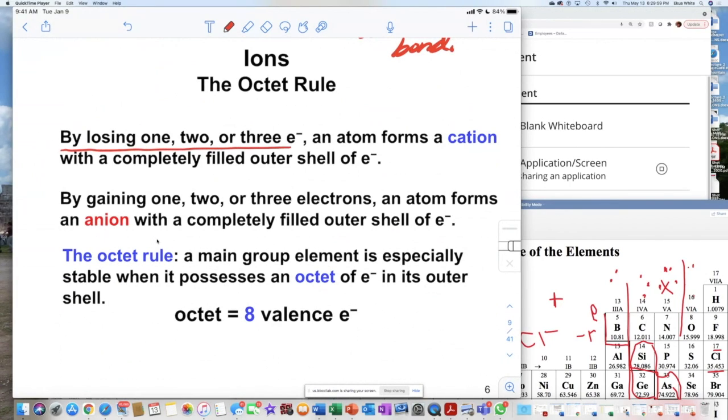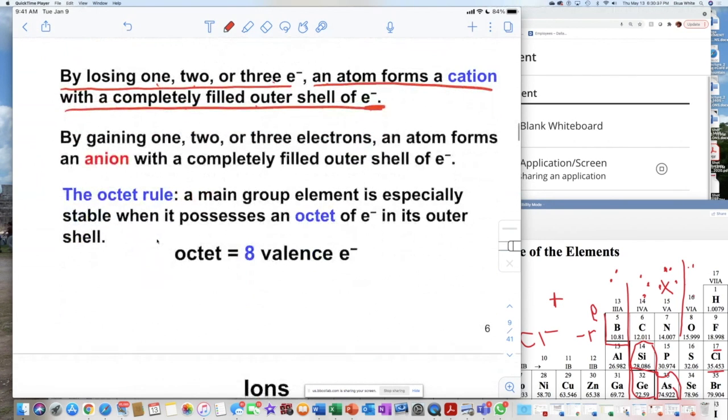By losing 1, 2, or 3 electrons, going back to the ions, right? An atom forms a cation with a completely filled outer shell. Okay, so we're told here when the metal loses 1, 2, or 3 electrons, what is now revealed is a completely filled outer shell of electrons. So for those of you who want to understand everything, I'm going to answer that question for you, which is, well, if you're losing electrons, how is a completely filled outer shell revealed? For me to illustrate this part here, I'm going to go back to the example I gave you guys with sodium.